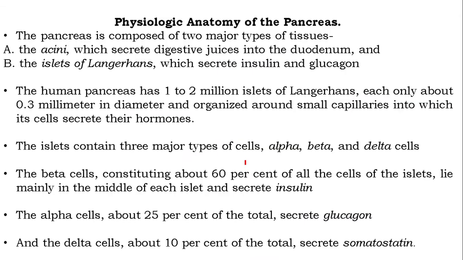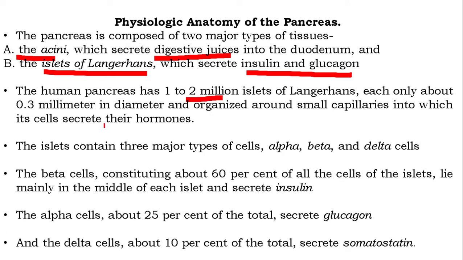Let us come back to the structure. You see pancreatic acini is there, which produce the digestive juice released into the duodenum. Then we have the islets of Langerhans, which secrete insulin and glucagon. You see the size of the pancreas, etc. is mentioned here. And I told you there are three types of cells also.